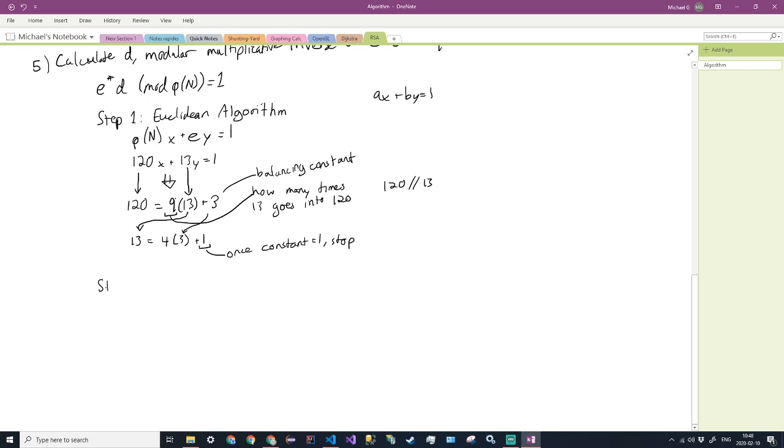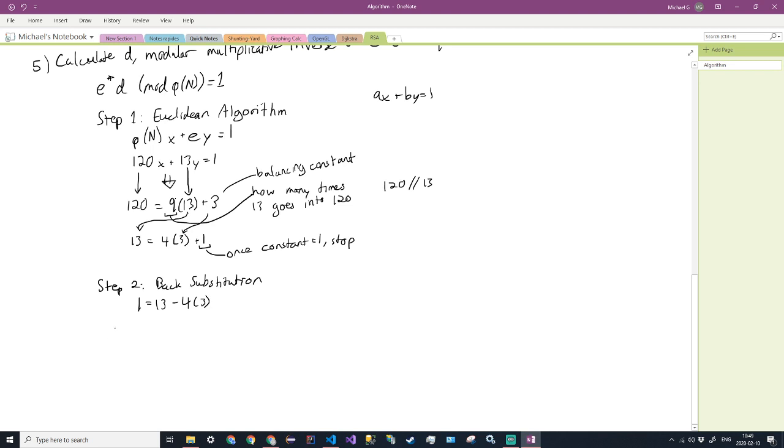And the second step is going to be something called back substitution. We're essentially going to go backwards in order to find our D in relation to E. Okay, so the way we're going to do this is we're essentially going to rearrange this bottom equation so that we put 1 on the left. So if 1 is on the left, that means that if we subtract 4 times 3 from both sides, we get 1 is equal to 13 minus 4 times 3.